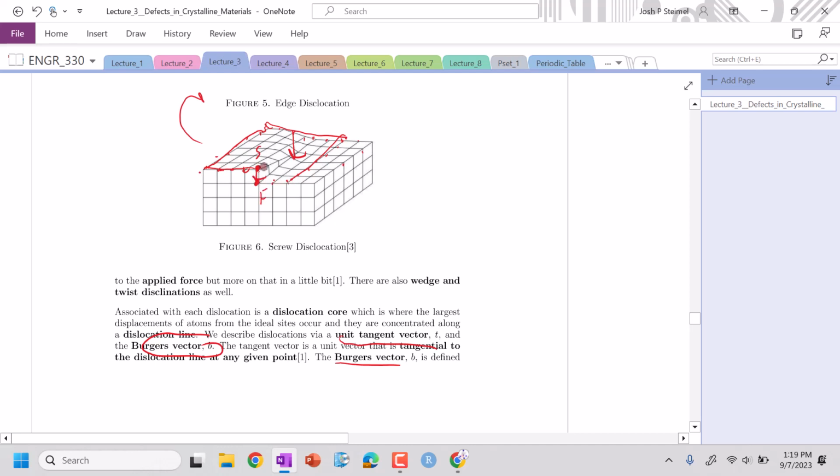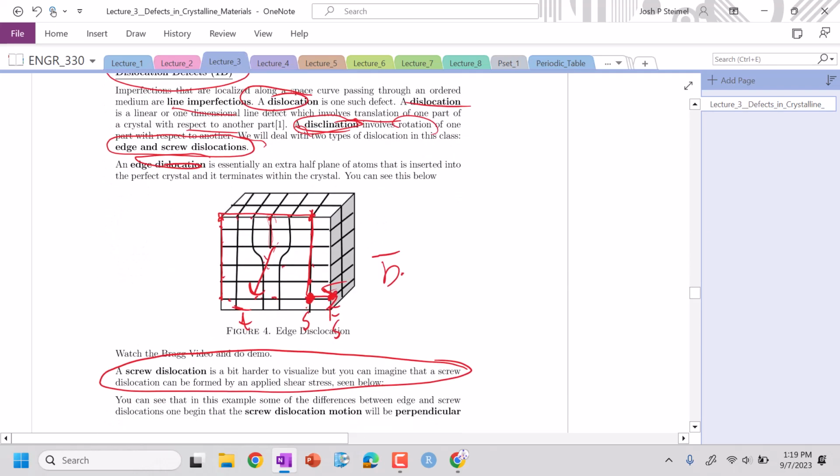The Burgers vector is pointing down now, but again, the relationship still holds. It's still parallel. We can do the same thing here.